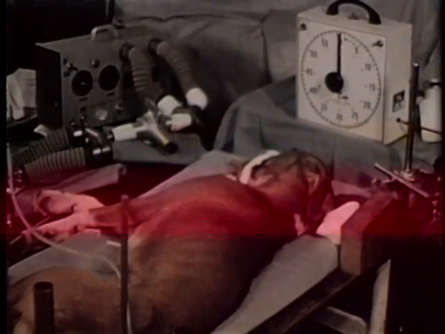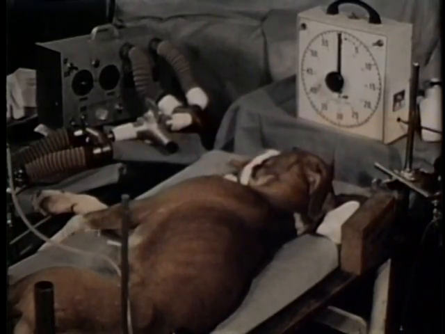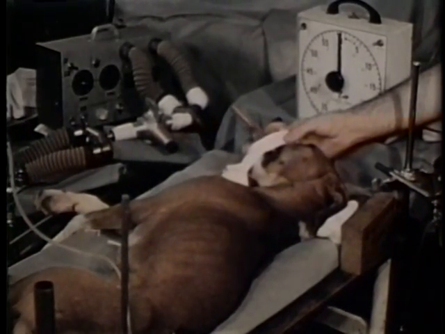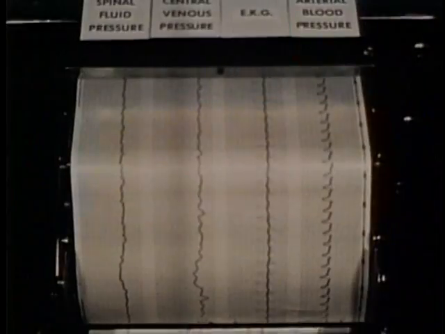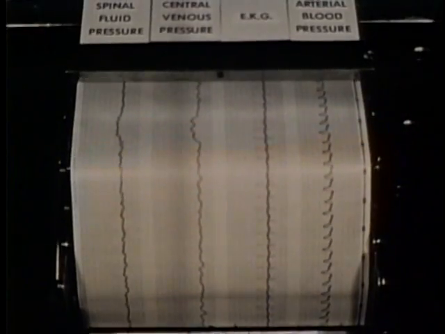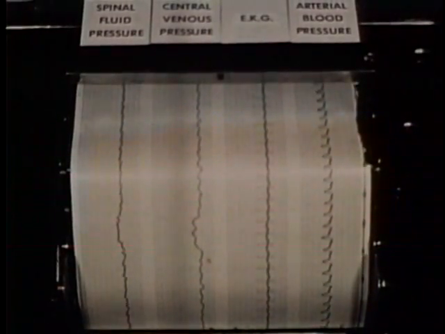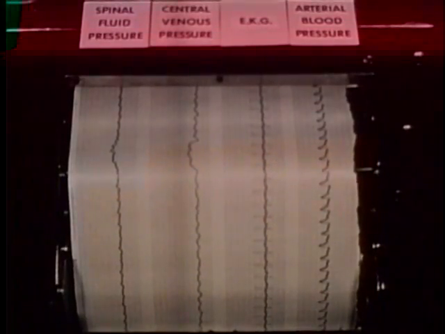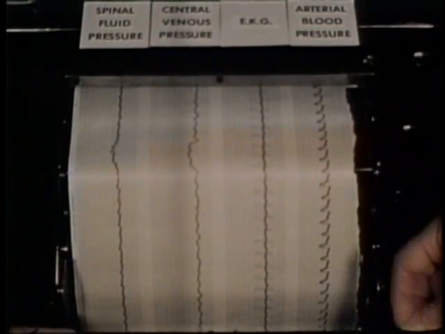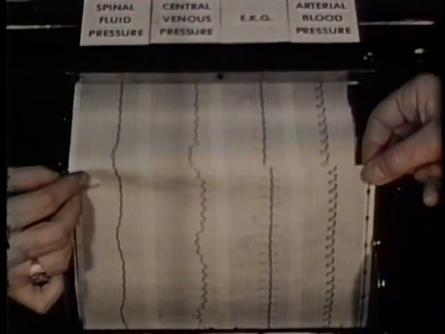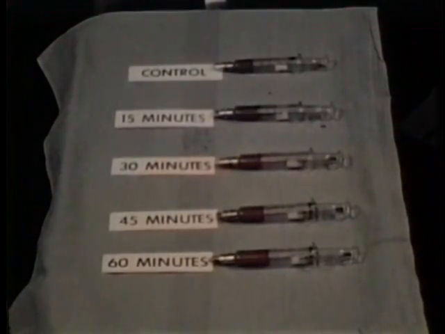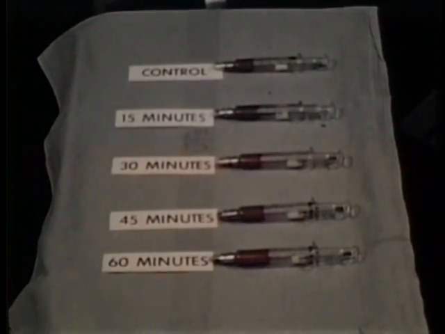Here, 20 minutes after the cessation of apnea, the animal is attempting to resume spontaneous respirations and limb movements. The record taken at this time shows 2 spontaneous breaths and also indicates that arterial blood pressure, electrocardiogram, central venous and spinal fluid pressures are the same as control values. Comparison with the control record clearly indicates this. Comparison of blood samples drawn every 15 minutes demonstrates maintenance of normal arterial oxygenation in spite of some degree of lung atelectasis which develops during prolonged apnea.